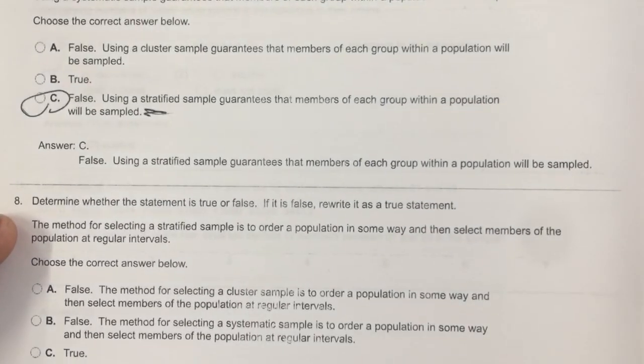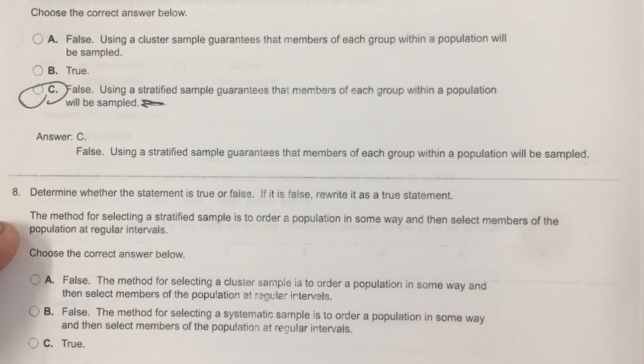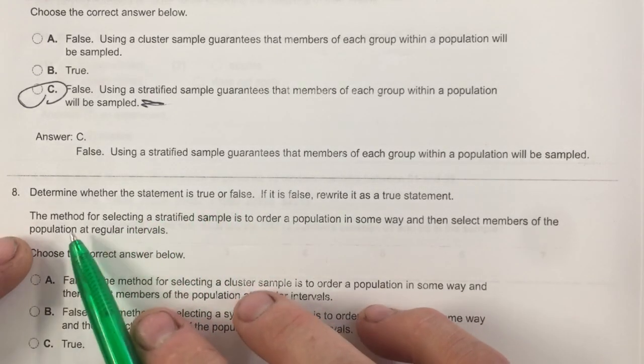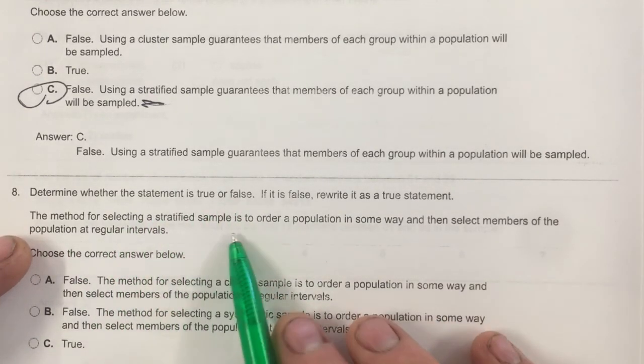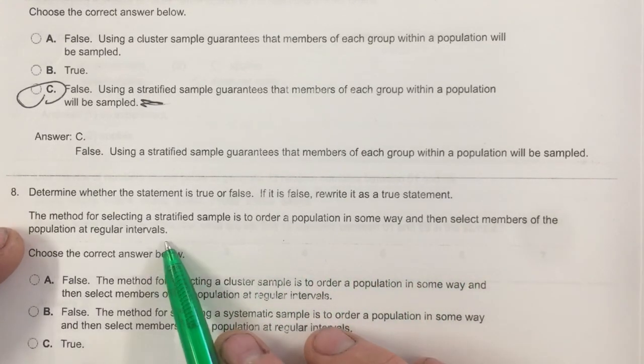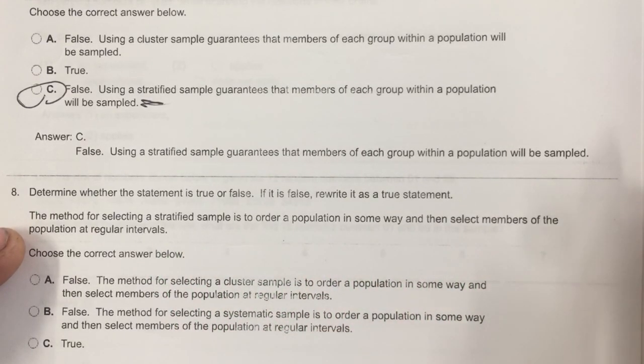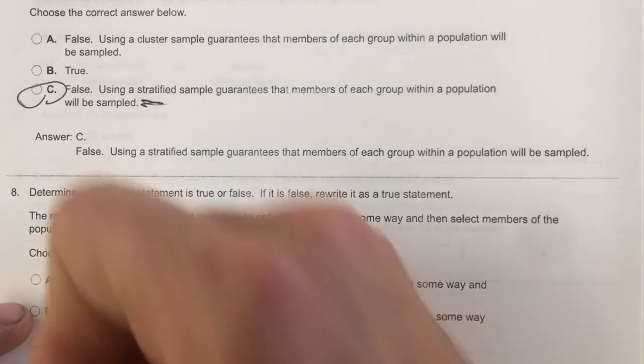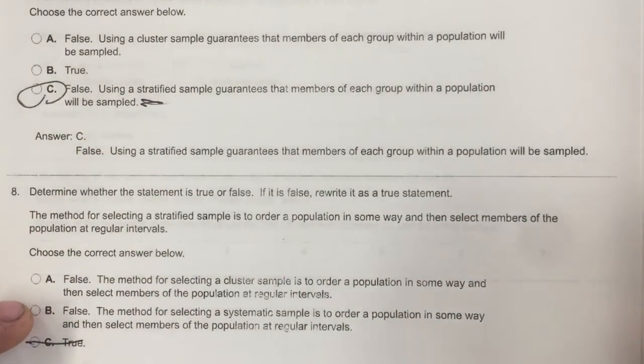Okay, number 8. Determine whether it's true or false. The method for selecting a stratified sample is to order a population in some way and then select members of the population at regular intervals. Okay, that's not right, because this is stratified, which means you're going to get people from every group.